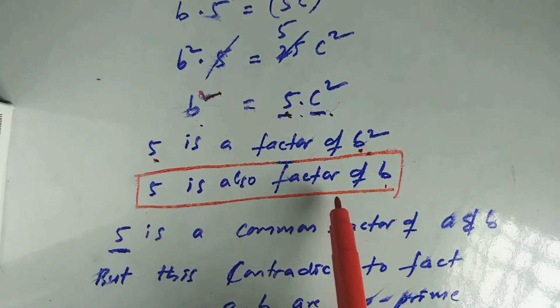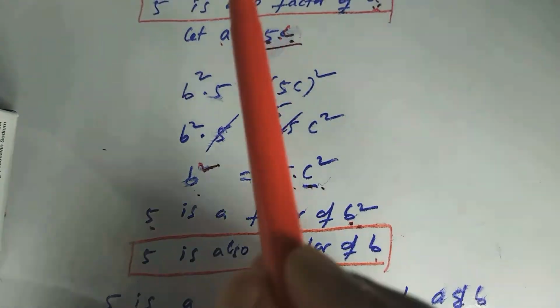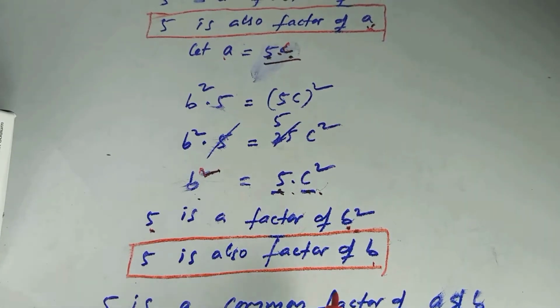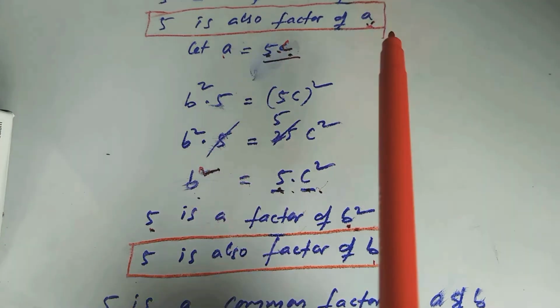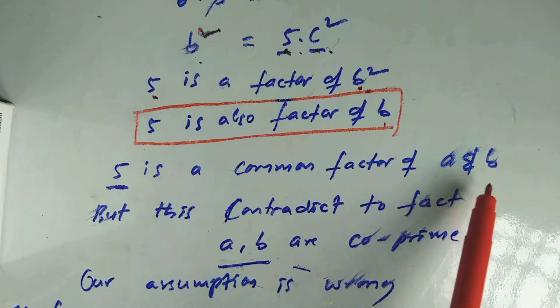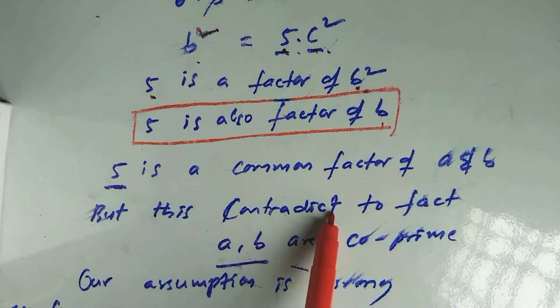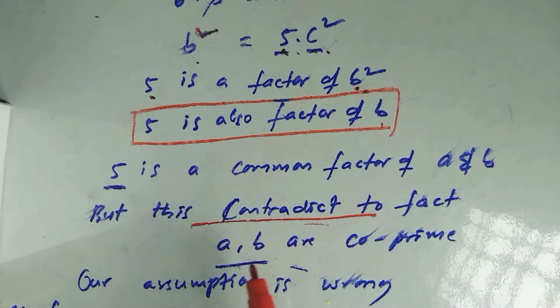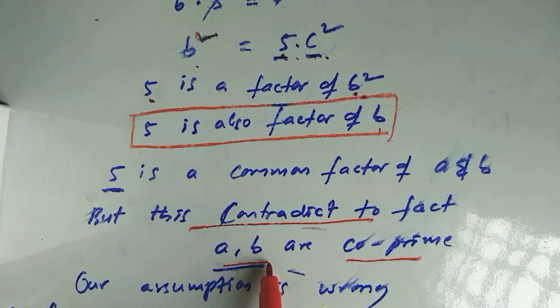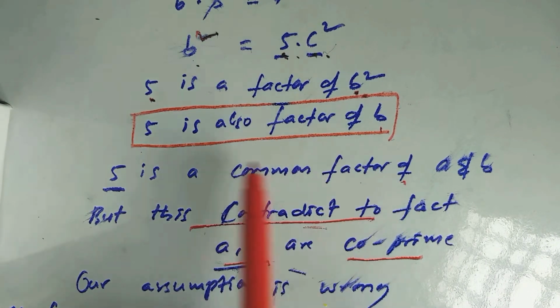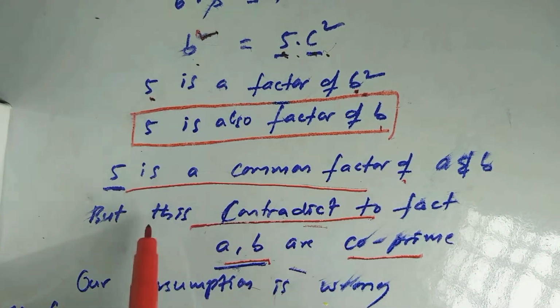So you can see here, 5 is a factor of a, and 5 is a factor of b. That means 5 is a common factor of a and b. But this contradicts the fact. Why does it contradict? a, b are co-primes, so there is no common factor for a and b, but we observe that 5 is a common factor for a and b. So it contradicts.